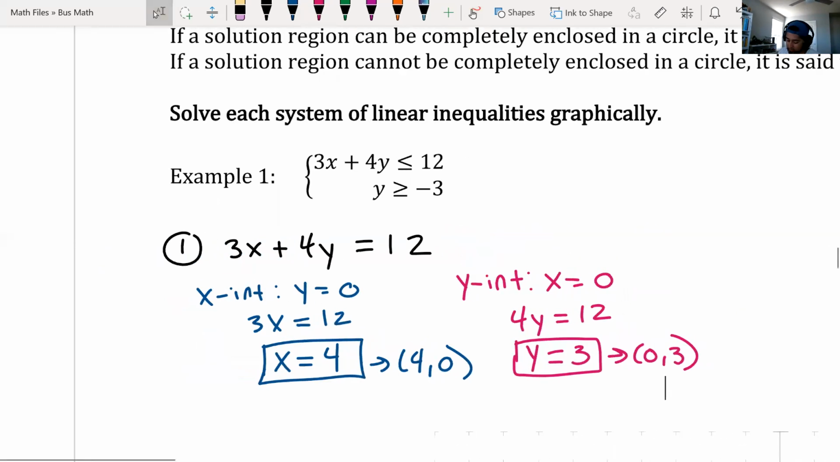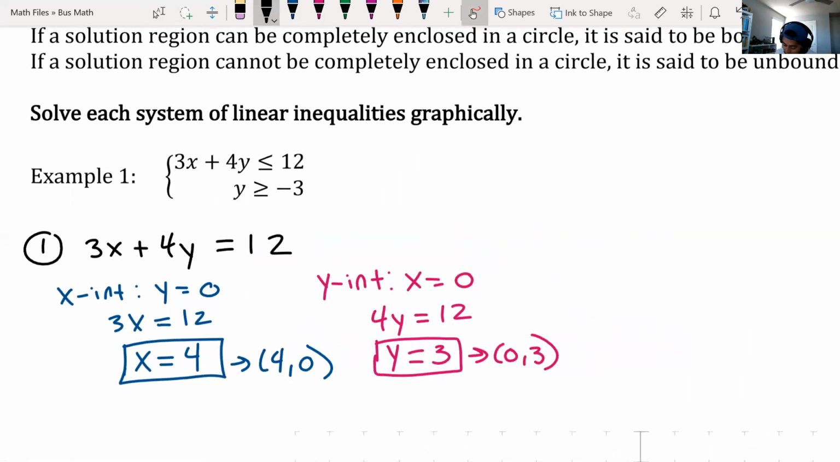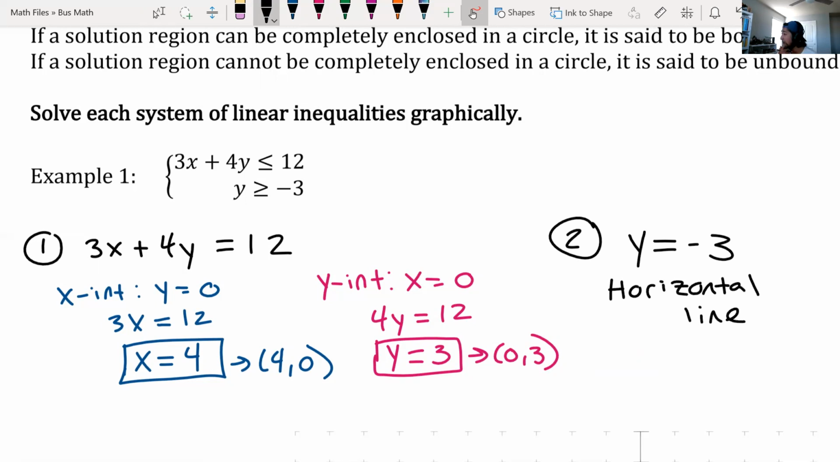Now we'll pull out equation 2, and we'll make it y equal to -3. All we have to understand from this is that y equals -3 is a horizontal line. And once again, before moving on, these are less than or equal to, greater than or equal to, so both lines are going to be solid.